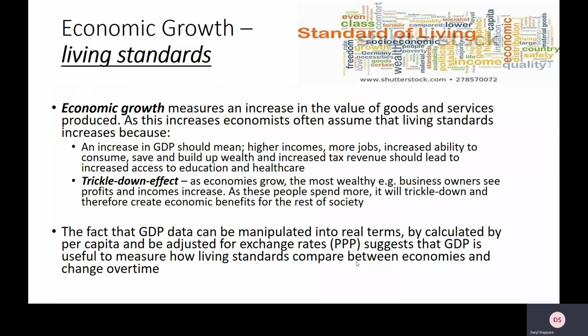And if there's more tax revenue, then businesses will be able to access more subsidies through government support. But also there's more funds available for education and healthcare as well. Now, we also have something we call the trickle-down effect. As economies grow, you tend to find those with the wealth will be the ones that do the best. They get higher profits, more dividends on shares. But then eventually this will trickle down to benefit other people across society.